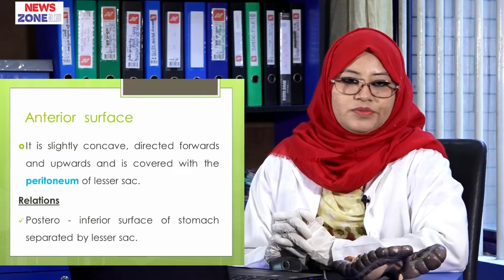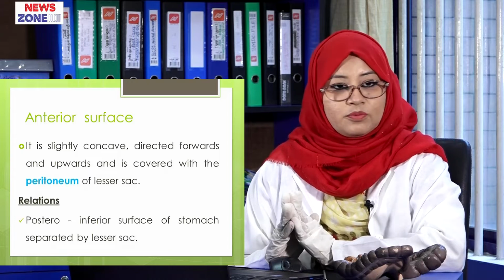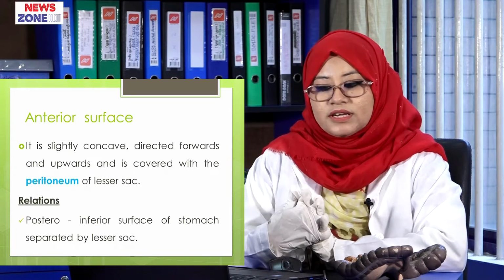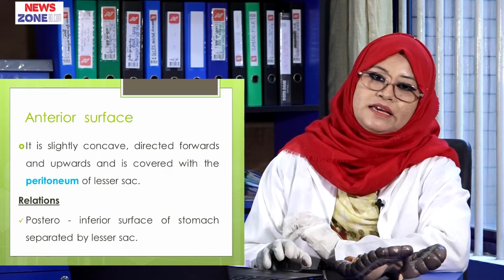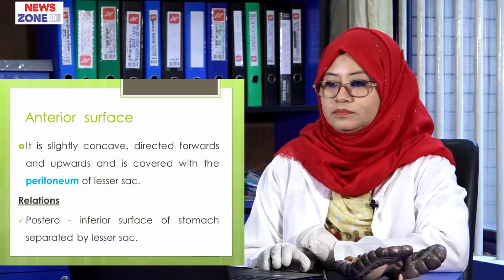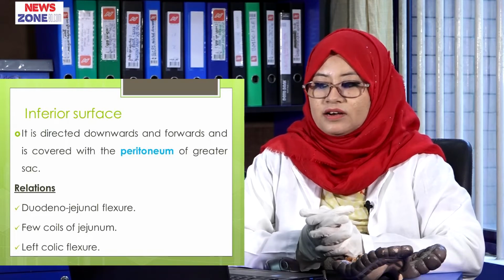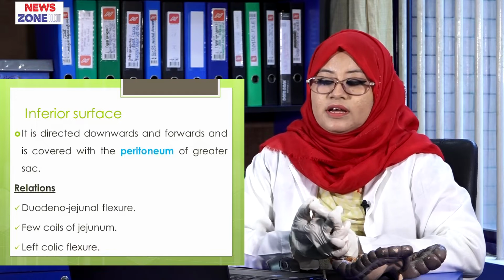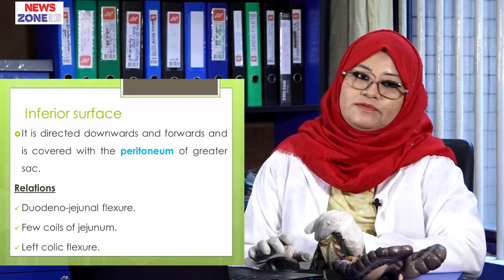Now anterior surface of the body. It is slightly concave, directed forwards and upwards and is covered with peritoneum of lesser sac, and it is related with posterior inferior surface of the stomach separated by lesser sac. Now inferior surface. It is directed downwards and forwards and is covered with the peritoneum of greater sac. It is related with duodenojejunal flexure, few coils of jejunum and left colic flexure.